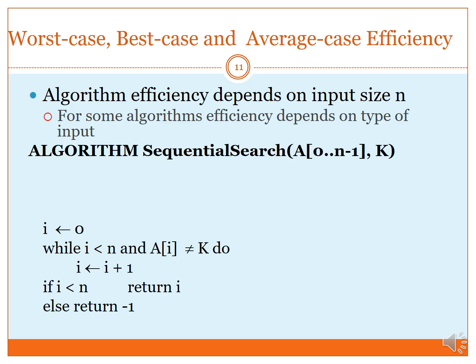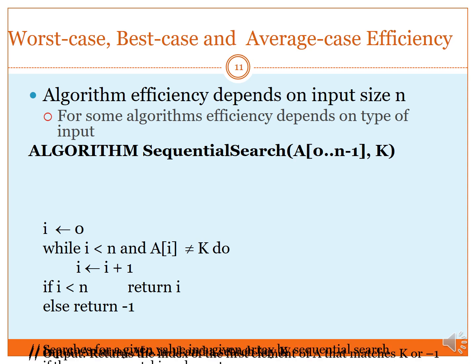Some algorithms perform differently depending on the input. Consider the sequential search algorithm shown here. If the required element is at the beginning of the list, the search is very fast. If it is at the end or absent, the algorithm takes much longer. Therefore, we analyze the algorithm under these three cases.